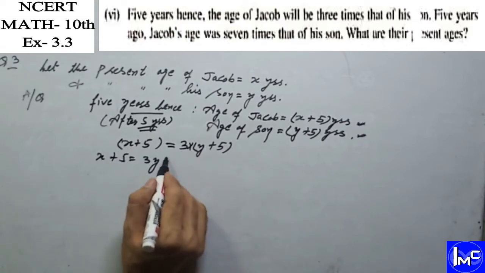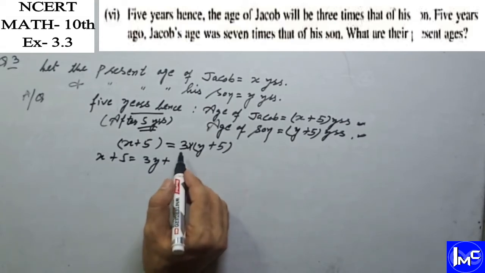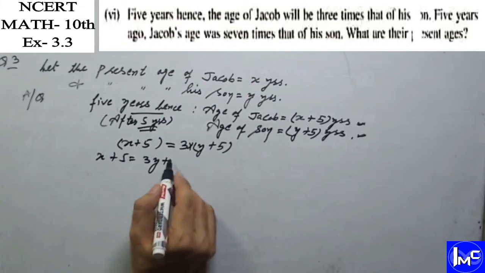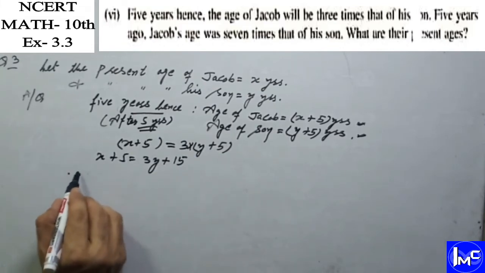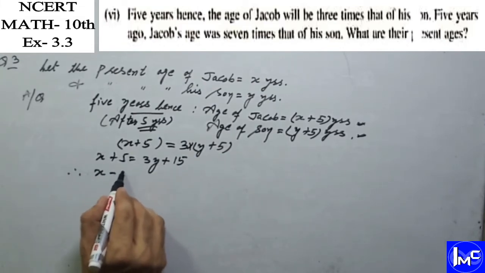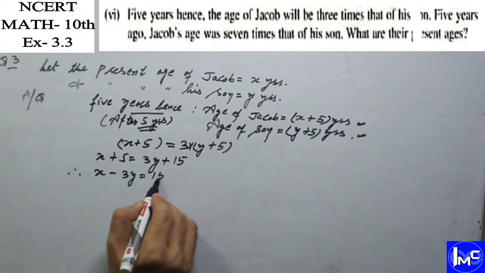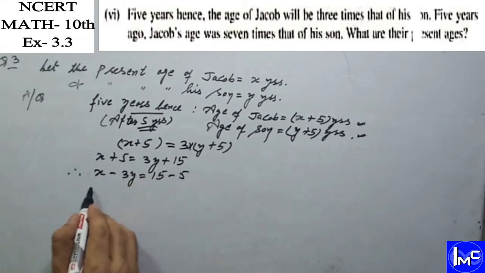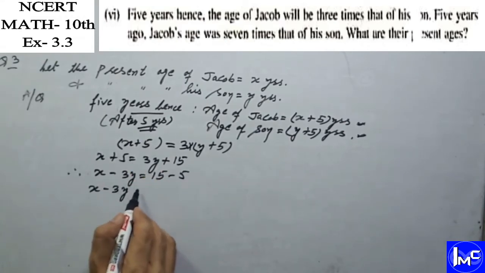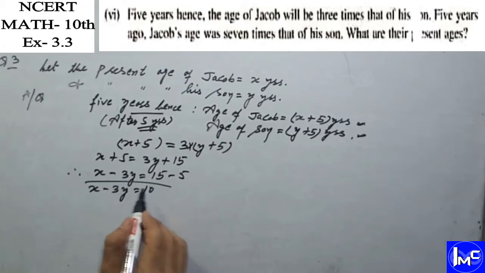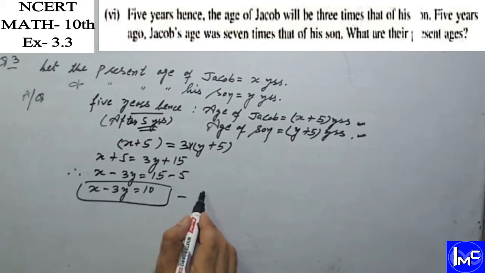3 will be multiplied with both terms, that will be 15, and so x minus 3y is equal to 15 minus 5, and so x minus 3y is equal to 10. This is our first equation.